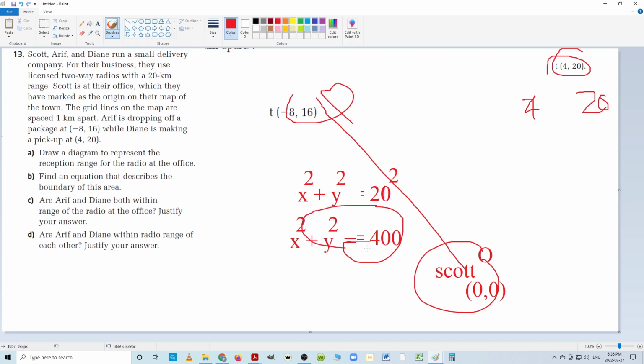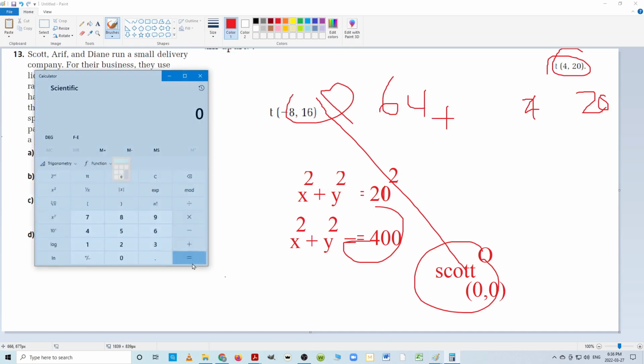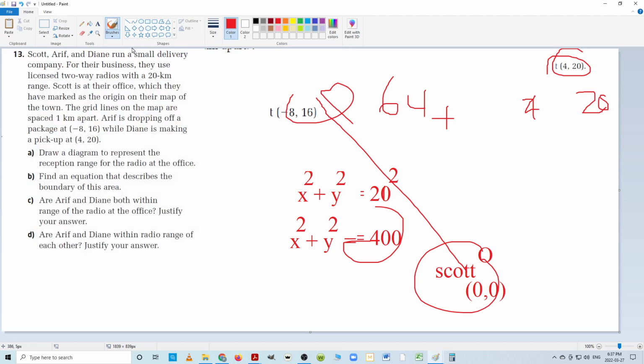I just did that for the radio range area. Are Arif and both within range? Justify your answer. Okay, 8 squared is 64. 16 squared, I'll have to look it up. I don't have 16 squared off the top of my head. 256. When I add them up, I think she's right on the boundary. Oh, she's well within the boundary. 320. Which means that any number that comes smaller than the 400 is going to be within the circle.